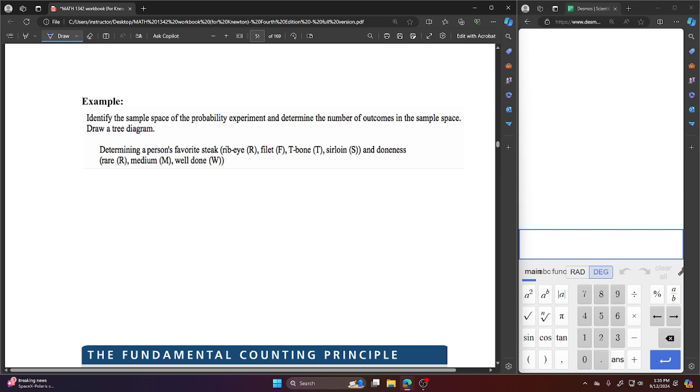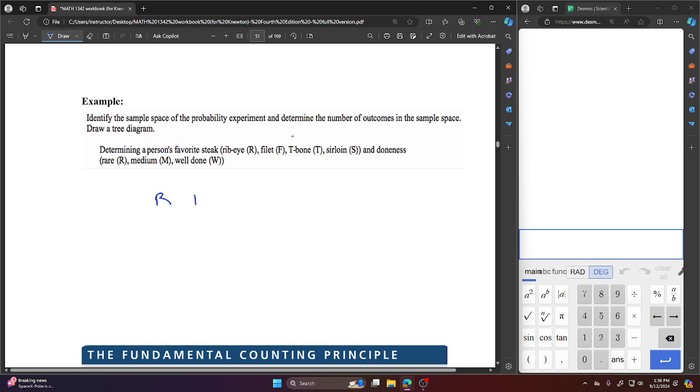Okay. So determining a favorite steak, we have the cut. Would that be the cut? And then there's the doneness. Yeah. And so they're wanting to see what the sample space is, and therefore I can also find out the probability of me getting you a correct answer. If I'm guessing, what's the probability of me being right? Does that make sense? So here we go.